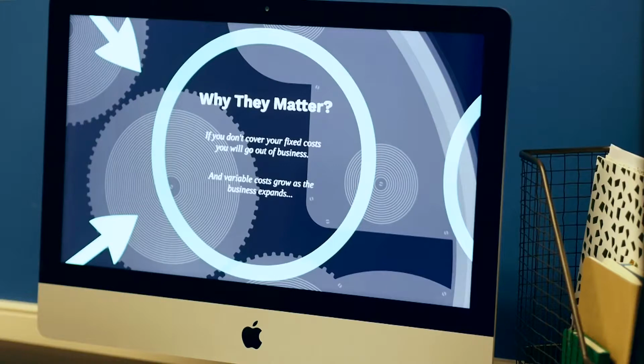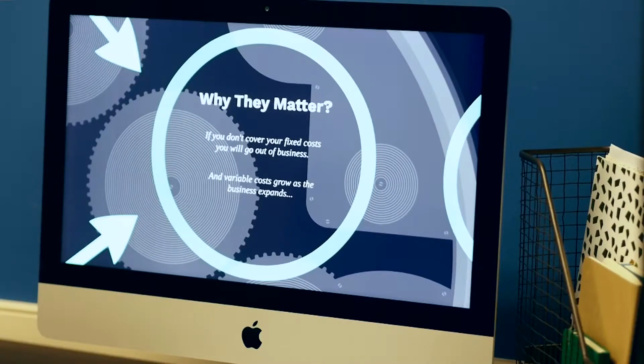So why do fixed costs and variable costs matter? Fixed costs are the ones I think that are most intimidating for business owners. If you don't cover your fixed costs, you're going to go out of business. So if you can't make your rent payments, you're going to have to close up shop. Whereas variable costs are a little bit less intimidating. Variable costs only grow as your business activity grows. So the more customers that you serve, the more expenses you're going to incur. But it can be a really good problem to have because it means business is booming.